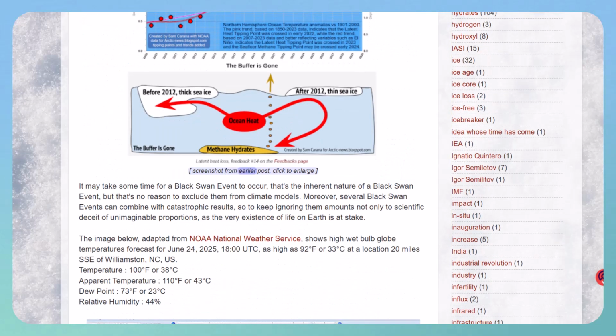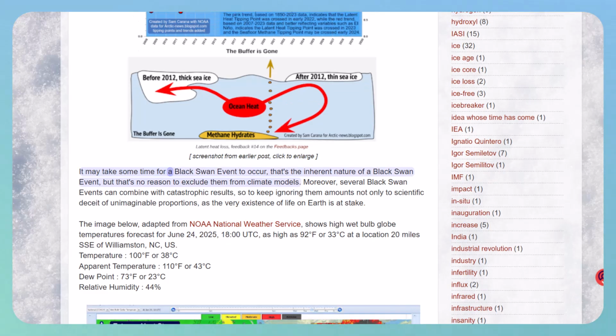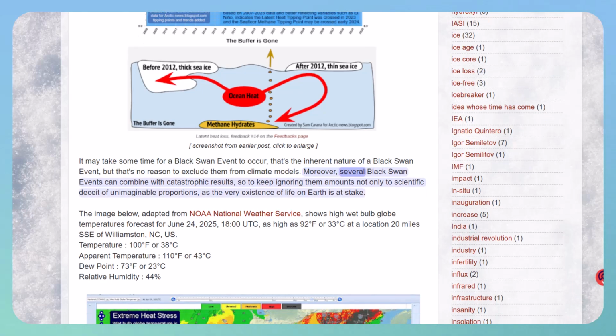Screenshot from earlier post, click to enlarge. It may take some time for a black swan event to occur, that's the inherent nature of a black swan event, but that's no reason to exclude them from climate models. Moreover, several black swan events can combine with catastrophic results, so to keep ignoring them amounts not only to scientific deceit of unimaginable proportions, as the very existence of life on Earth is at stake.